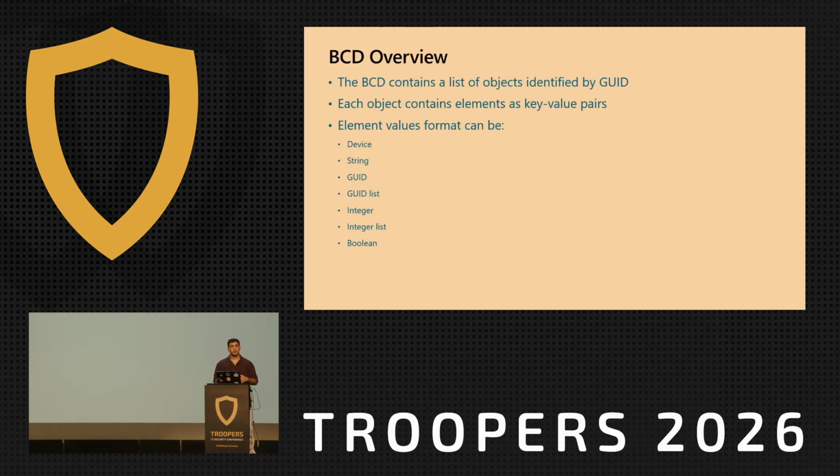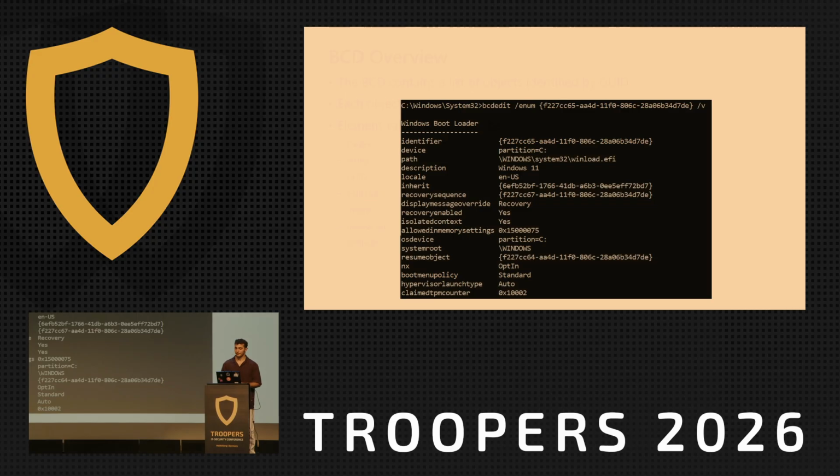Now, the BCD, in terms of format, is essentially a list of objects, and each object contains elements as key and value pairs. It's consumed during boot by boot components, which read those objects, elements, and key and value pairs. The possible value formats are predefined structures of either device, string, GUID list, integer list, or Boolean. These are the typical types that an element value can have.